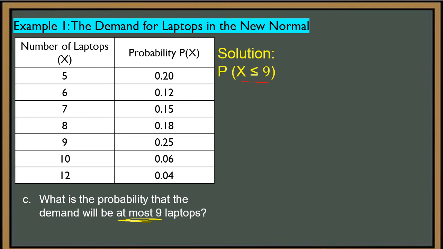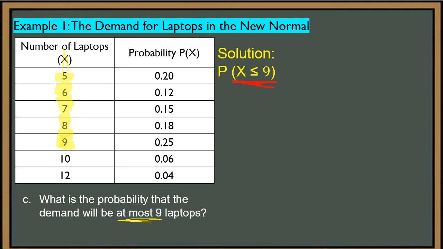So we have here from 9, since 9 is the highest value because this is already at most. So from 9 going down to 5. So we have here the values of x. X is less than or equal to 9. So 5 is less than 9, 6 is less than 9, 7 is less than 9, 8 is less than 9, and 9 is equal to 9. So this is our mathematical equation.